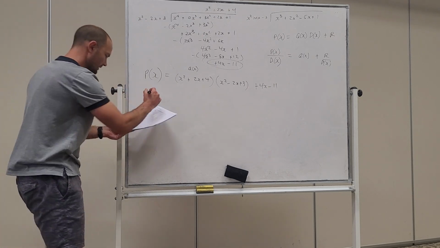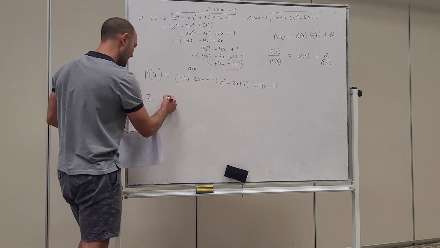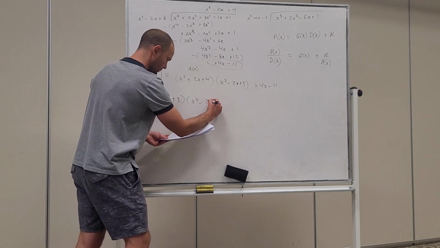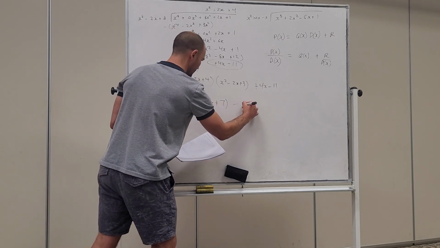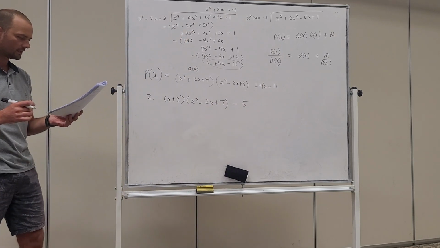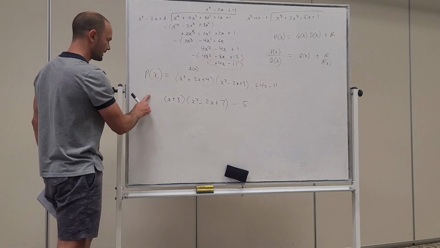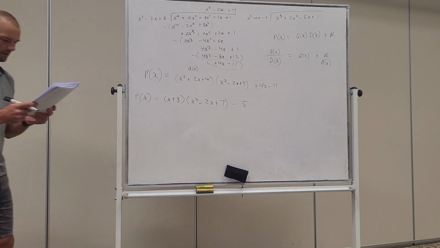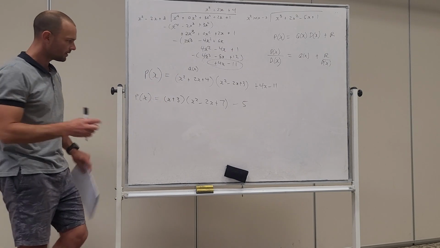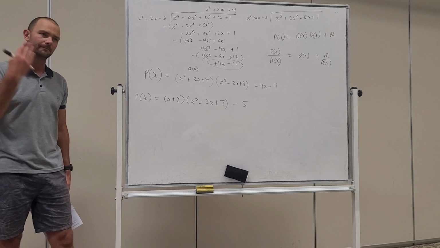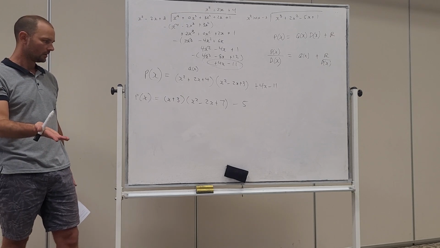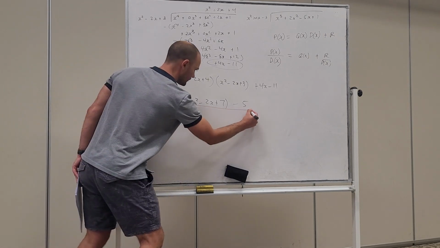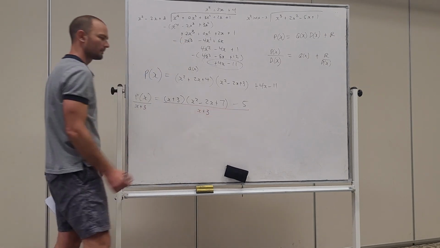So question 2 then says, suppose we have x plus 3 multiplied by x squared, take 2x, plus 7, take away 5. This is our polynomial. This is what P of x is equal to. Now, find the quotient and remainder when this polynomial is divided by x plus 3. So we're performing the polynomial divided by x plus 3. We're dividing this whole thing by x plus 3.